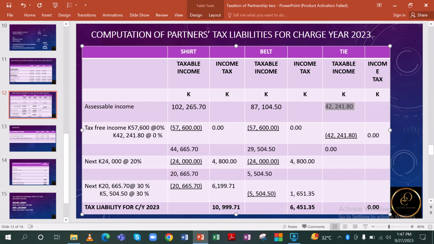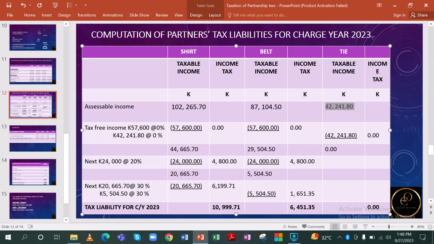So when you remove that one and you tax it, it is taxed at 0% because it is part of the same income layer. So we're going to apply 0% on this 42,241. Hence, we are going to get 0 kwacha on that income for Tai. So this marks the end of what is supposed to be assessed for Tai. So it means that for the charge year 2023, if this is the only income Tai had, he pays no tax on this particular charge year.